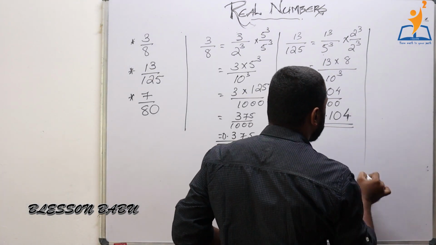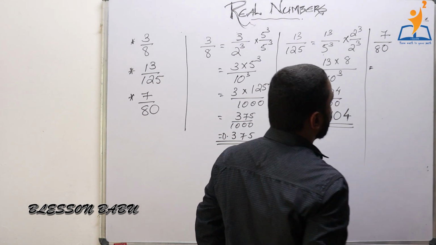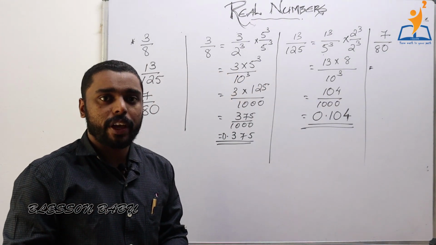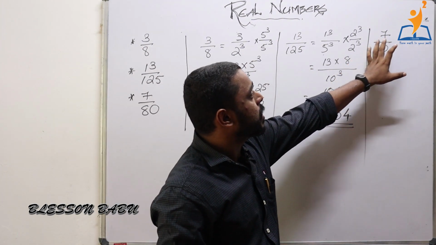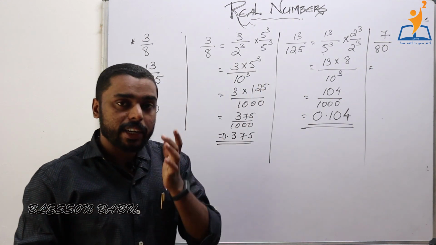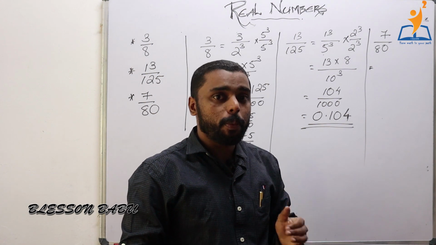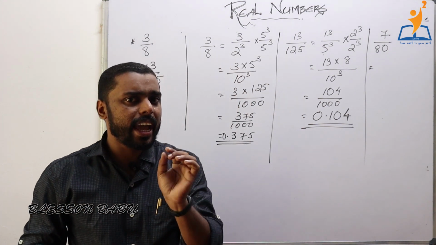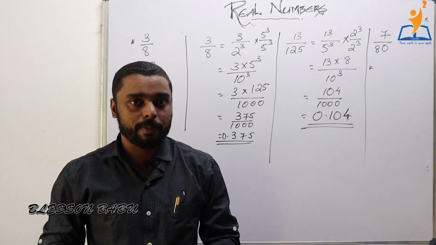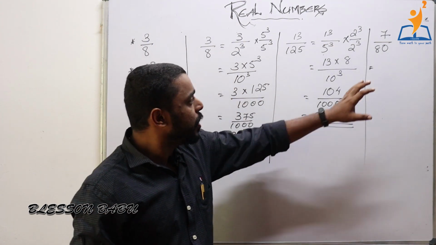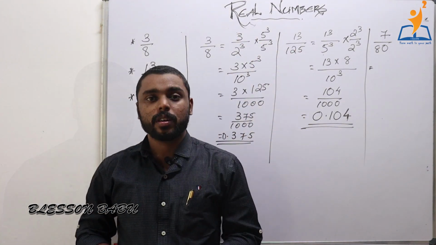7 by 80. The prime number factorization of 80 you can find out. And when we have the prime factorization of 80, it is enough to multiply the numerator and denominator with a number so that the denominator will be a power of 10. Then we can find the answer just like this.